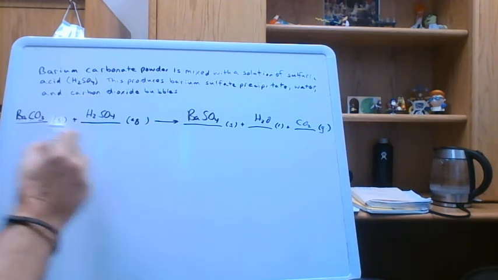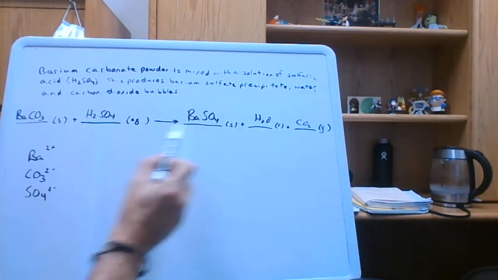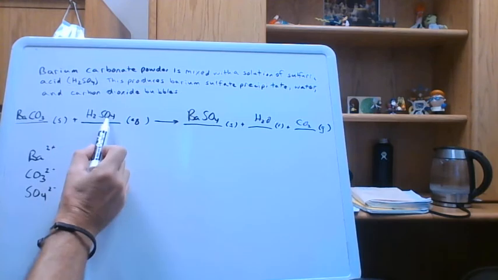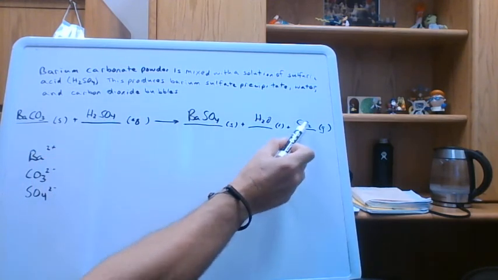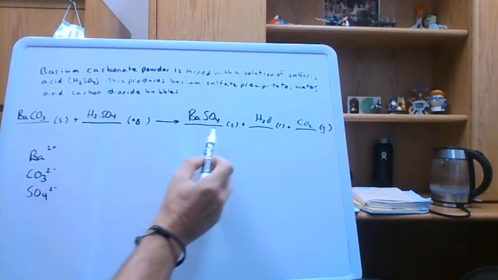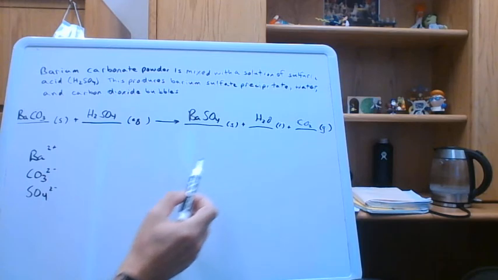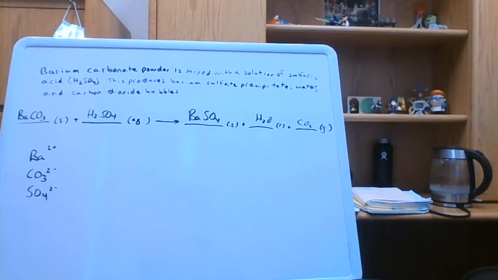And here we have 1 barium, 1 barium, 1 carbon, 3 oxygen here, 4 there, so 7 oxygen on this side, 4, 5, 6, 7 on that side, so everything's balanced so far. We have 2 hydrogen here, 2 hydrogen, those are balanced, and we have 1 sulfur and 1 sulfur. So everything's balanced here, so this would be the balanced equation.